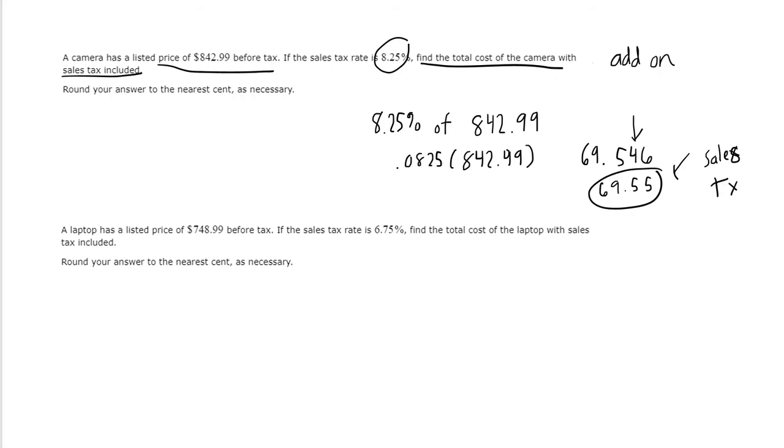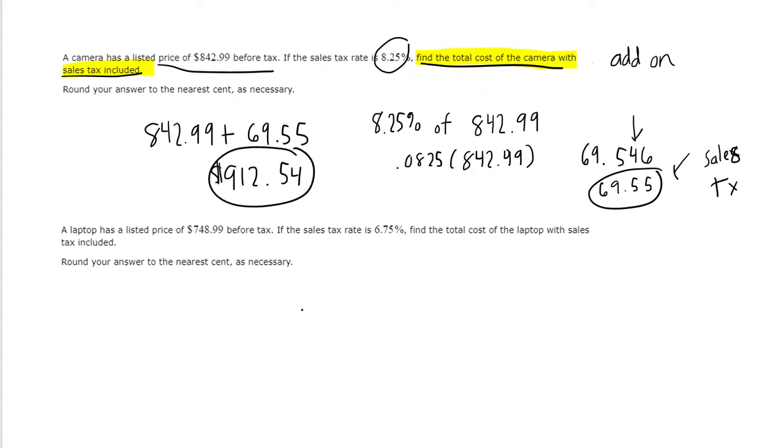But our job on this assignment was not just to identify sales tax, but to find the total cost of the camera with sales tax included. Which means I'm going to take the original price of the camera, $842.99, and add on the sales tax. So if you take $842.99 and add on the $69.55, you get $912.54.